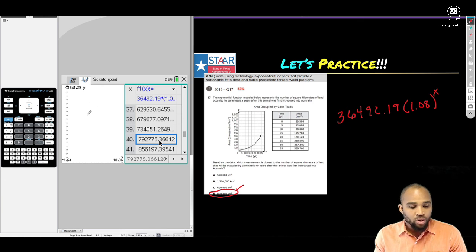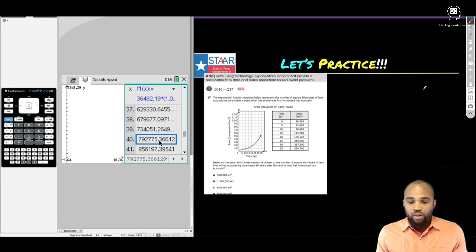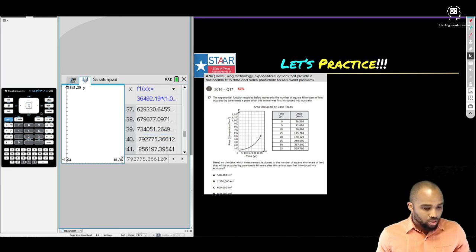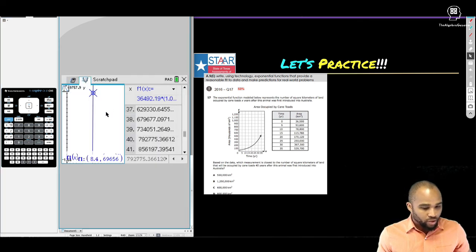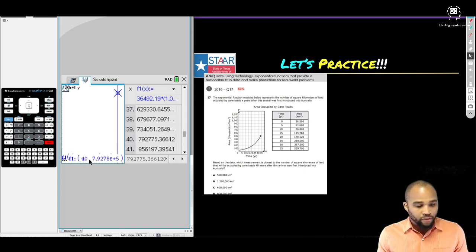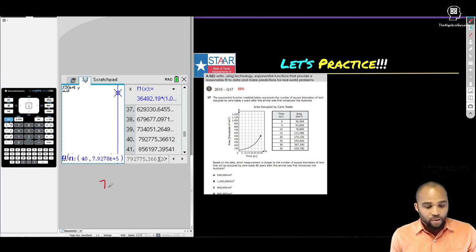And again, you could use the graph and do a graph trace and figure it out that way as well. But I don't want to be redundant in showing you that again. It's really easy to do. Graph trace. And if I just press 40 and enter, then I'll see at 40 is 7.92. And this E, by the way, stands for times 10 to the 5th power. So if you remember how to use scientific notation, this is like a bonus here.